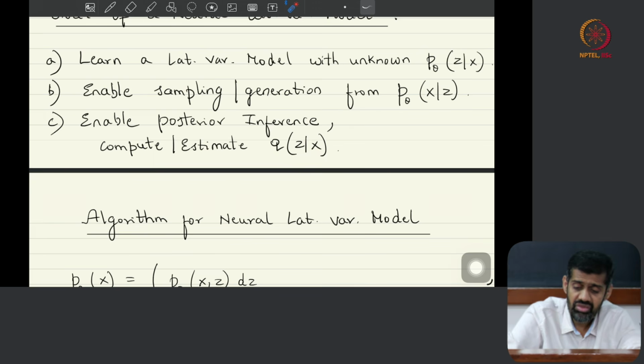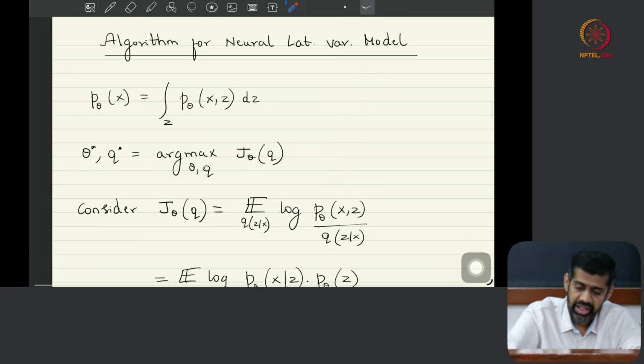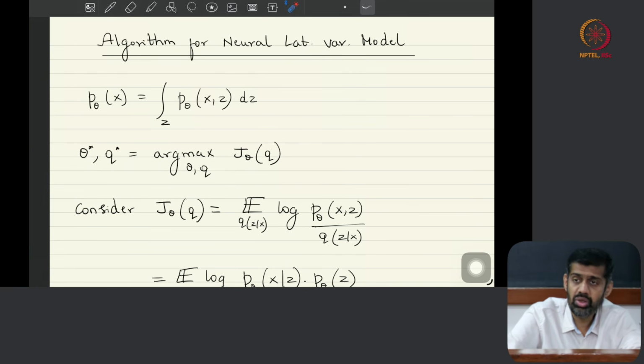So, these are the three goals that we would have when we construct any neural latent variable model. Okay, so we will look at an algorithm for a neural latent variable model, specifically the variational autoencoder. That's what the model is called.